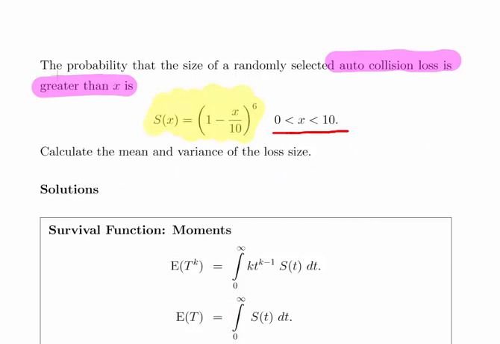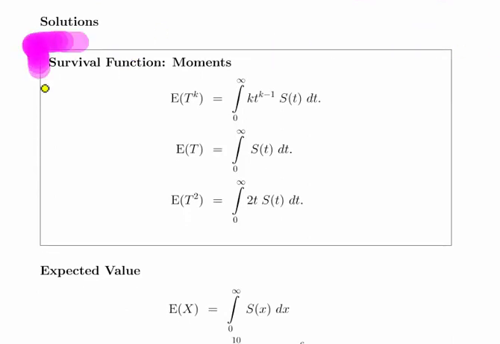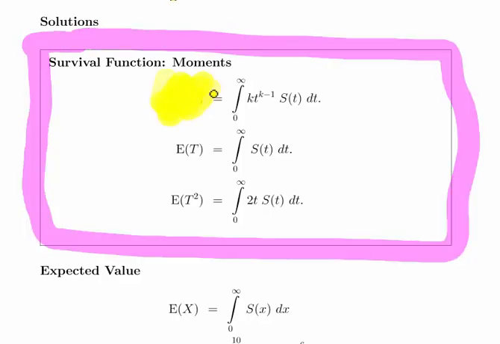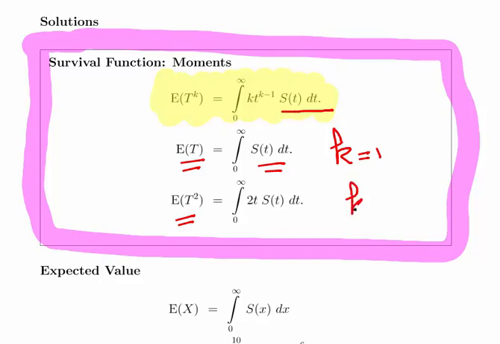Calculate the mean and the variance of the loss size. Now, this is an important set of formulae relating to survival functions. This is the key one. This is the crucial one. It's the kth moment, so to speak. The expected value of T^k is the integral from 0 to infinity of k times t^(k-1) times the survival function S(t) dt. So when k is equal to 1, that's the expected value of T, and for the second moment, the expected value of T squared is the integral from 0 to infinity of 2t times the survival function S(t) dt. In that case, k is equal to 2.